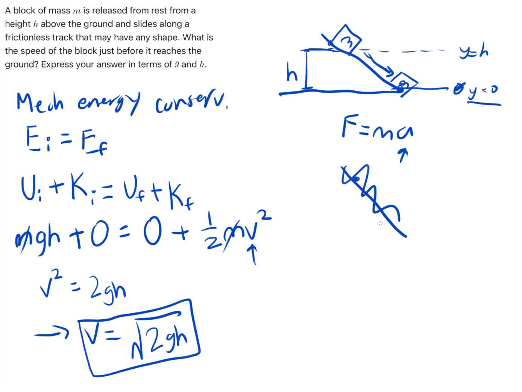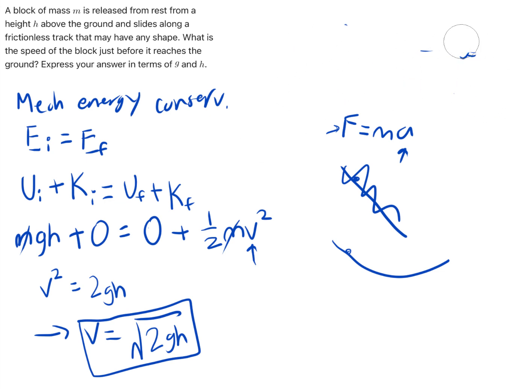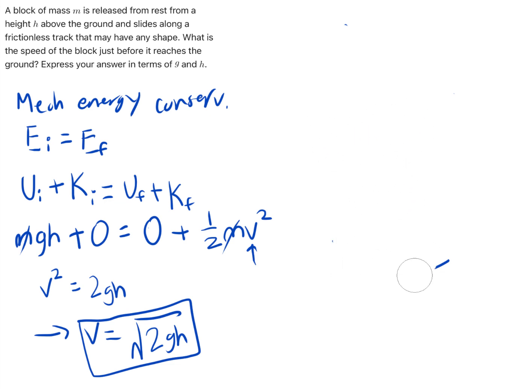However, the track may also look something like this, a curve, where it's much harder to find the acceleration. With a situation like this, the acceleration would be changing at each moment. So it will be much harder to use F equals ma for this kind of problem. So instead, since there are no non-conservative forces acting like friction, we can easily use energy conservation to solve this problem. And for this specific problem, it turns out to be much easier than using F equals ma. And that is how you would solve this problem here.